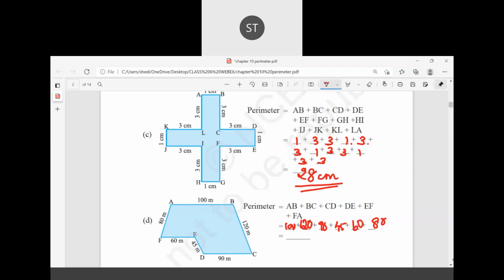So we'll add now: 100, 120, 90, 45, 60, then 80. So what is the sum here? 5. Next, 2 plus 9, 11, 11 plus 4, 15, 21 plus 8, 29, balance 2. So 2 plus 1, 3, and 4 only. So what is the sum we are getting here? 495 centimeter is the perimeter for this diagram.